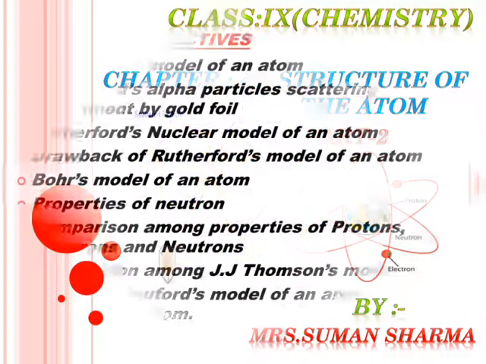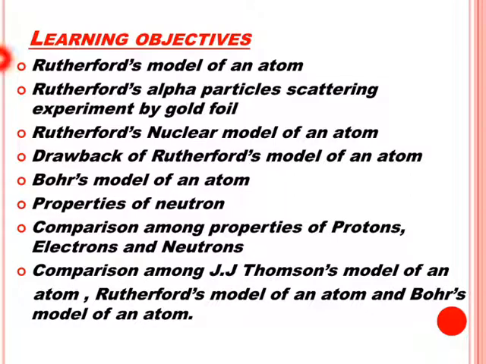In part 2 of this chapter, we will learn in detail about Rutherford's model of an atom, Rutherford's alpha particles scattering experiment by Geiger and Marsden, Rutherford's nuclear model of an atom, drawbacks of Rutherford's model of an atom, Bohr's model of an atom, properties of neutron, comparison among properties of protons, electrons and neutrons, and comparison among J.J. Thomson's model of an atom, Rutherford's model of an atom, and Bohr's model of an atom.